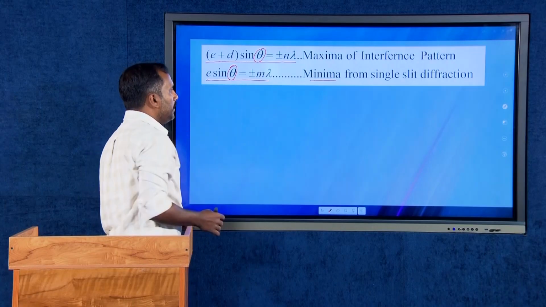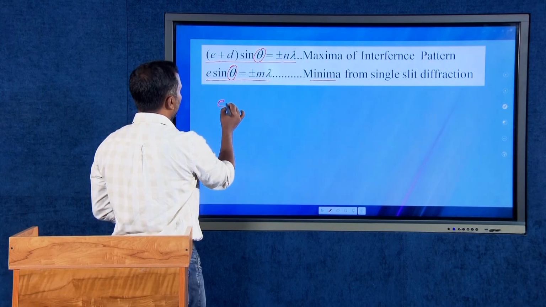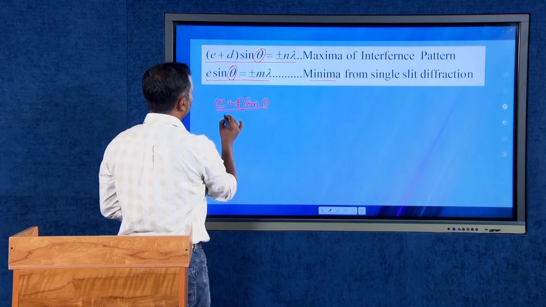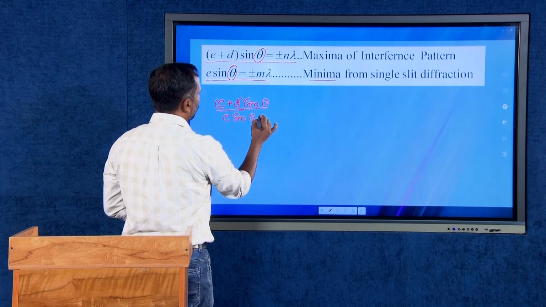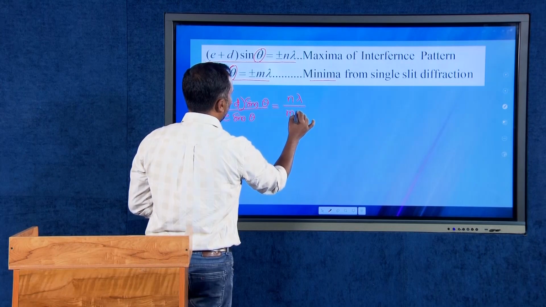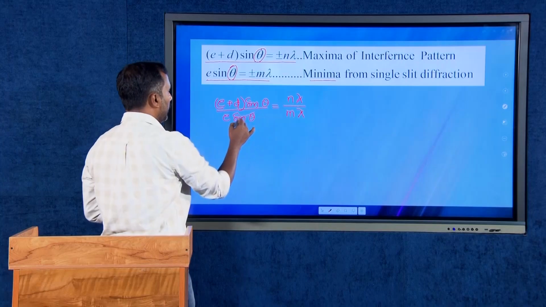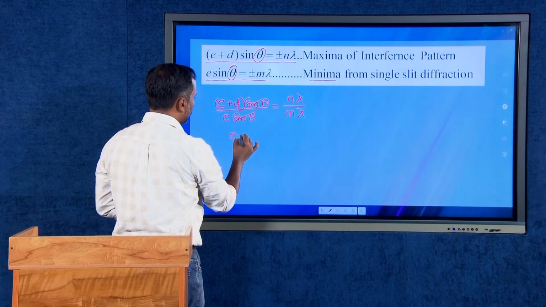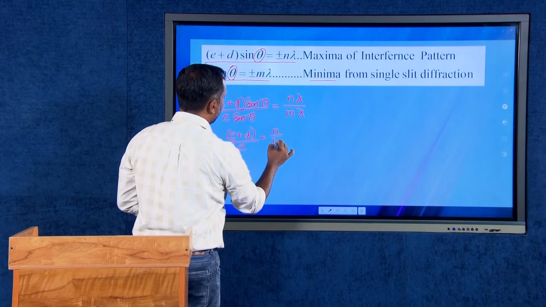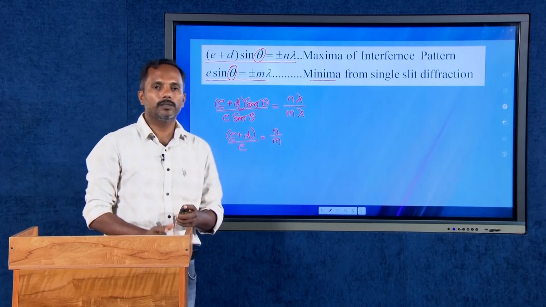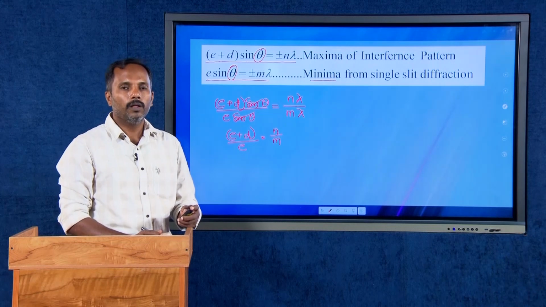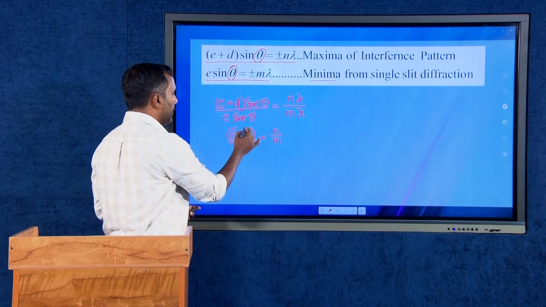This is the condition. So in this case, I am just dividing these two. We will have (e + d) sin theta divided by e sin theta on the left hand side, and on the right hand side n lambda divided by m lambda. Here I can cancel lambda and lambda, and sin theta and sin theta get cancelled out. Then the formula is (e + d) divided by e is equal to n by m. So this condition gives us the order of the missing spectra. Here e is the slit width and d is the slit separation.